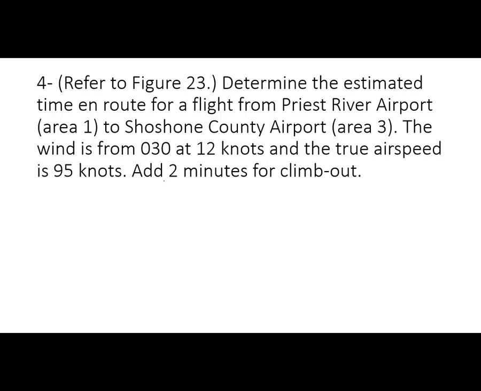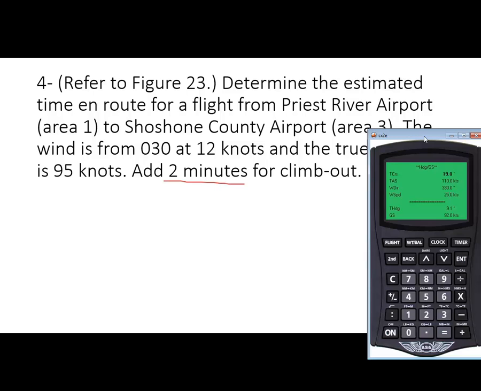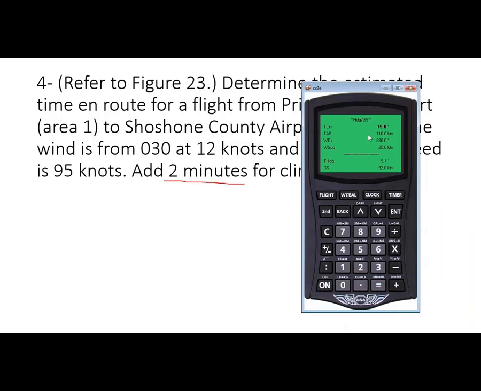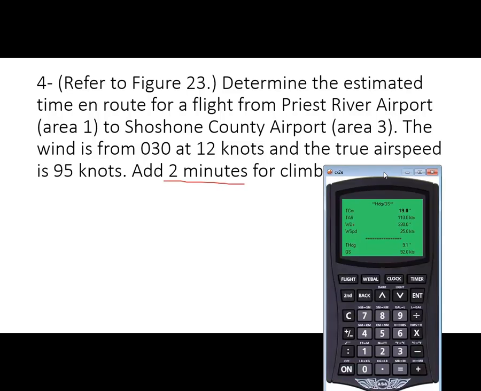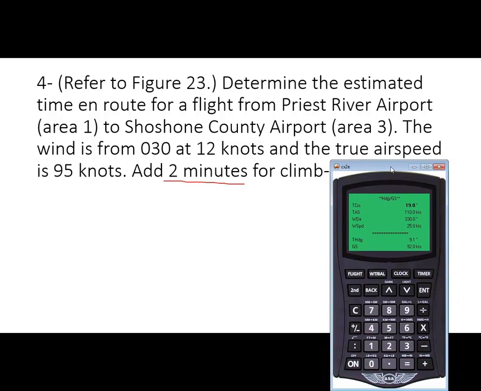Number 4 says, refer to figure 23, determine the estimated time en route for a flight from Priest River Airport to Shoshone County Airport. The wind is given at 030 at 12 knots, and the true airspeed is 95 knots. We need to add 2 minutes for climb out. So, just like we did on the last question, we're going to use our heading and ground speed menu to find out how fast we're going, taking into account the change in our ground speed from our true airspeed due to the wind. So we've got to know our true course, and it's not listed.